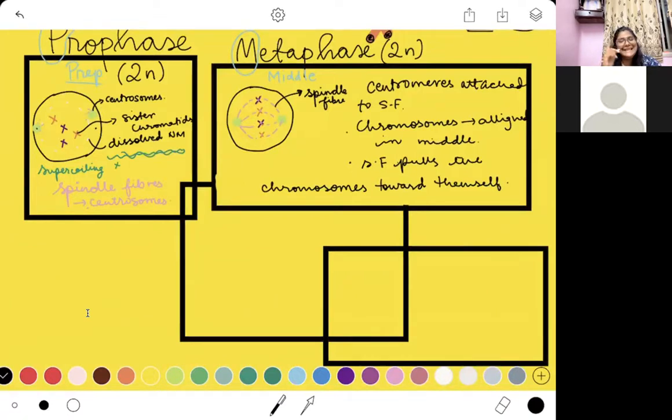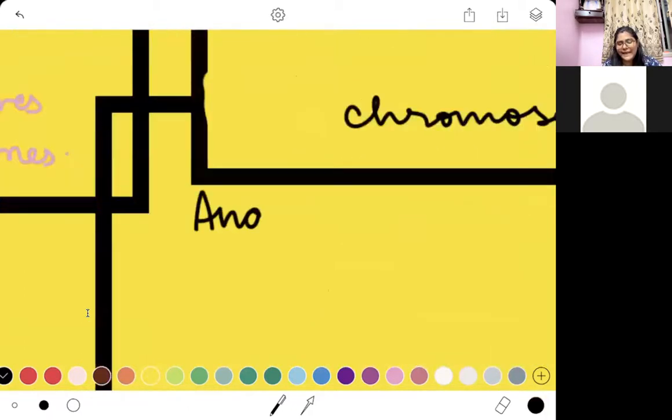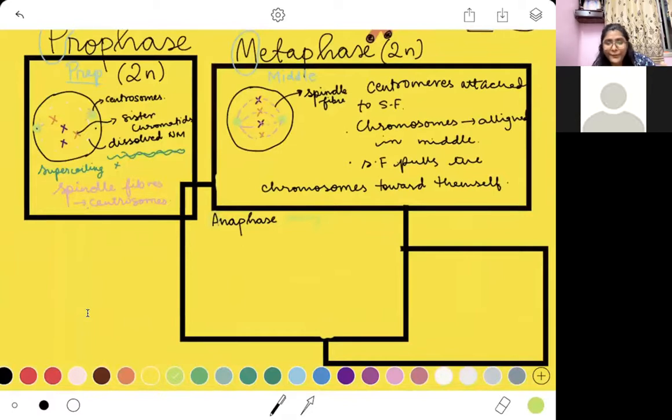Now let's go over to the next key event that is going to take place. This next key event is called anaphase. Remember the A for away. So the P in prophase is for prep, M in metaphase is for middle, A in anaphase is for away. Now pay very, very close attention. This gets a little tricky here.